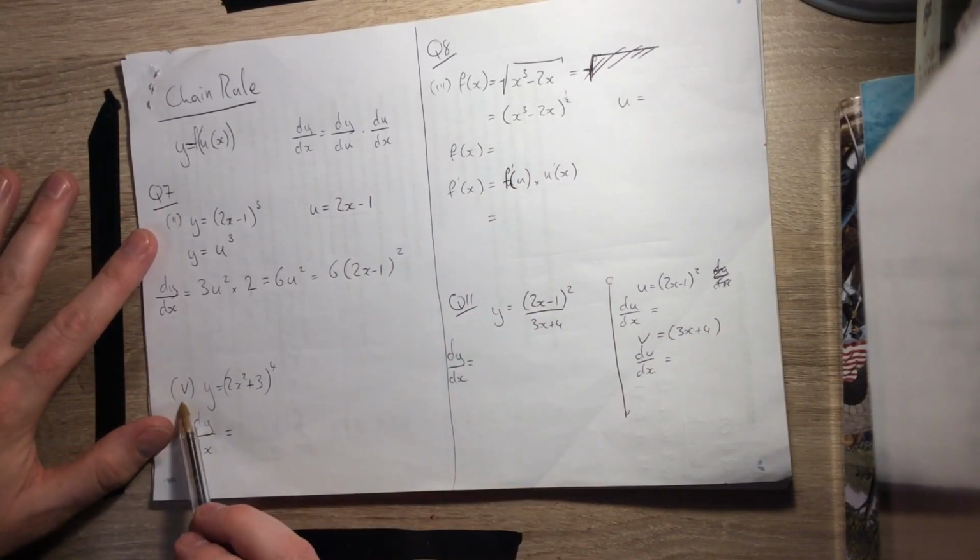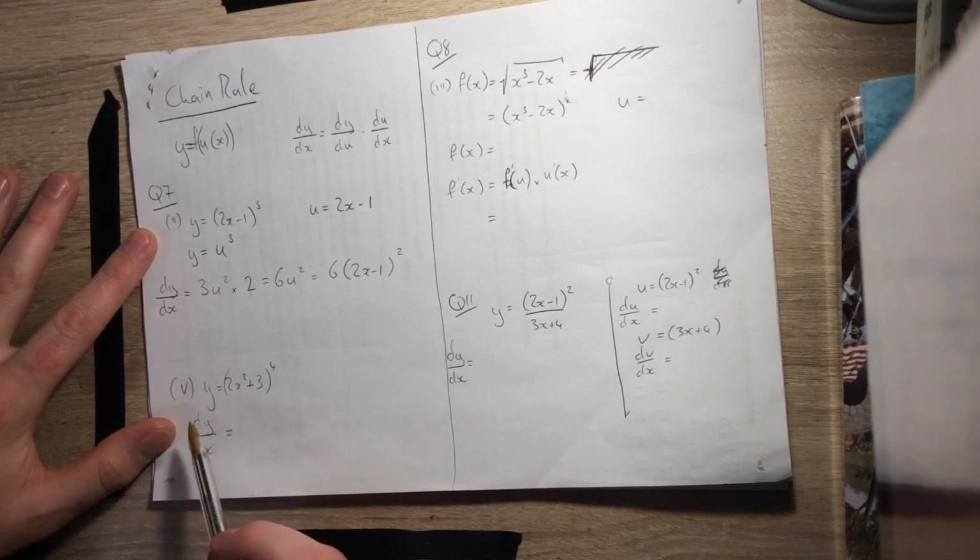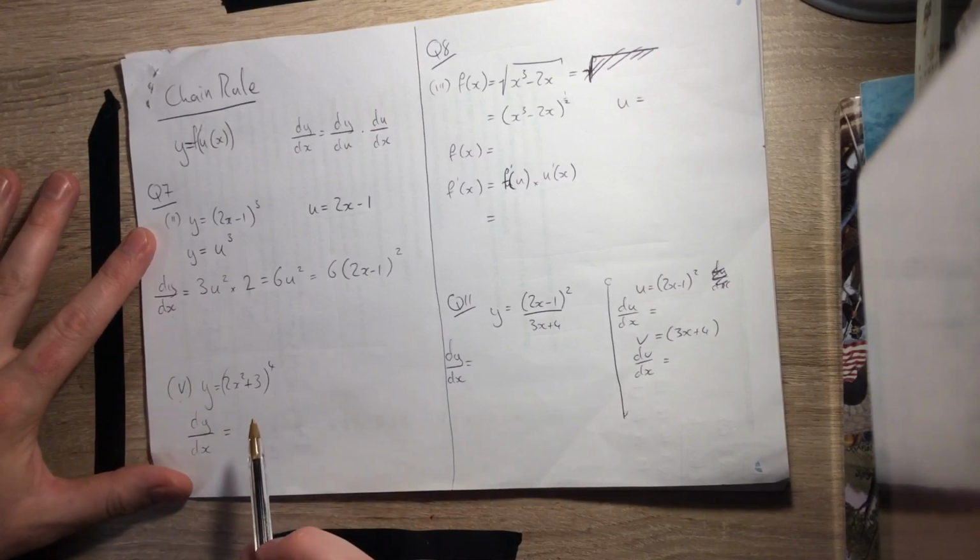Now before I move on to part 5, I'm actually going to ask you to pause the video, give that one a go yourselves, please, and I'll wait here for you. Okay, you got that done? Excellent, well done. So hopefully we got ourselves 4 times 2x squared plus 3 multiplied by 4x.